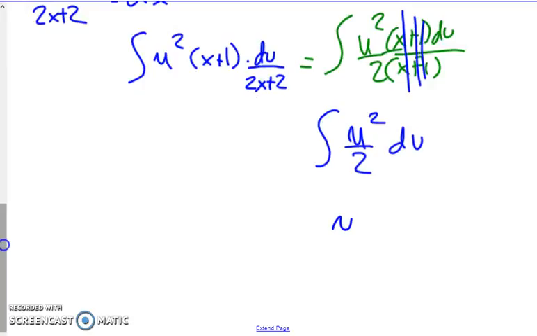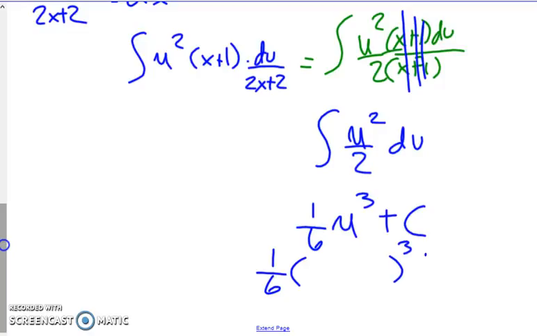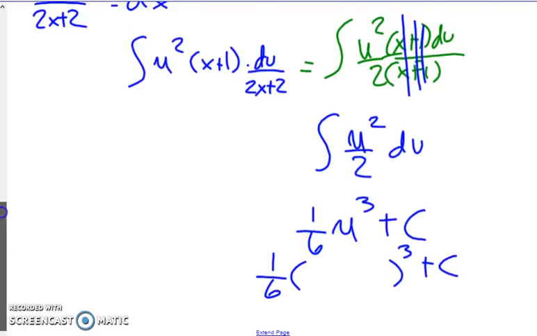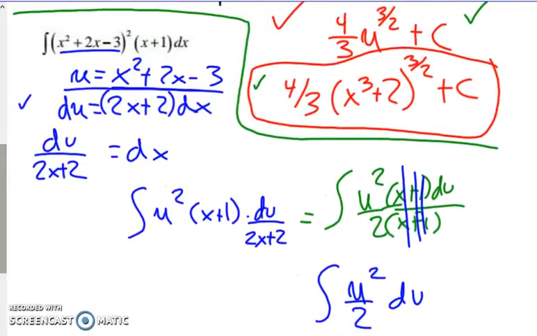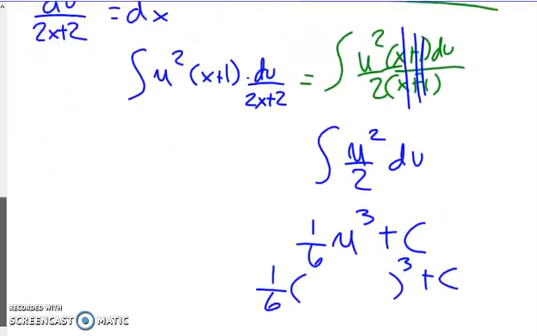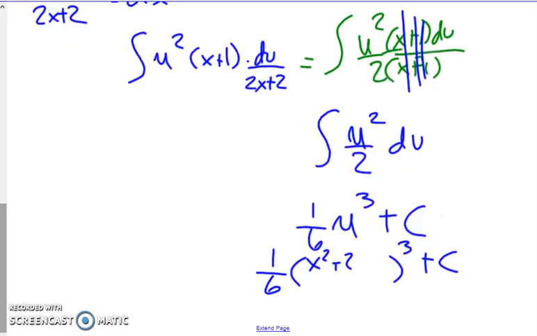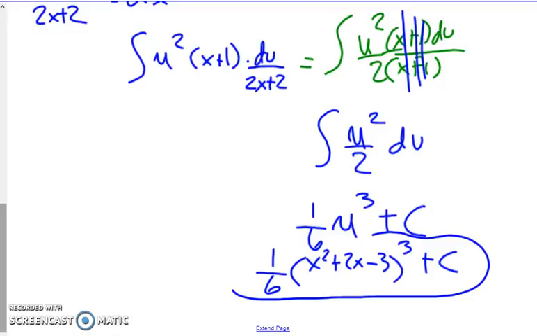Antiderivative of that is going to be u cubed, and I'm going to want a 1/6 out front, plus c. And then last step is just to sub back in whatever I made u, so that my answer is in terms of x. So I'm not going to say 1/6 u cubed plus c. I'm going to say 1/6 (x squared plus 2x minus 3) cubed. And that's my final answer.